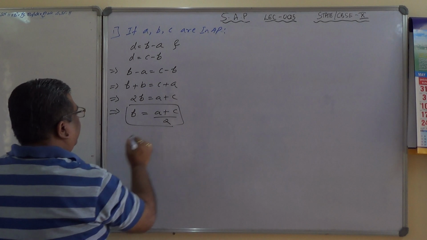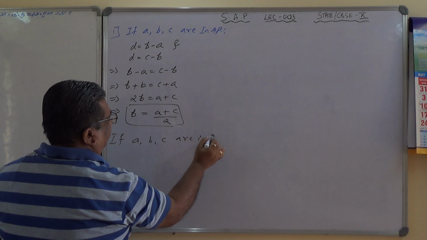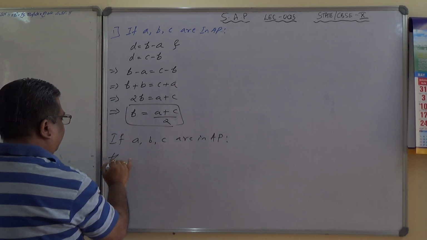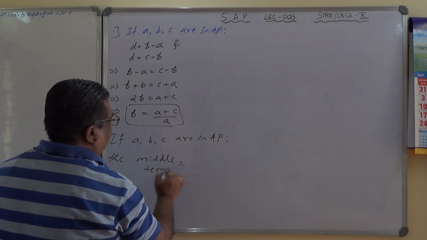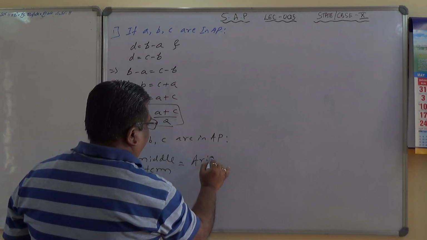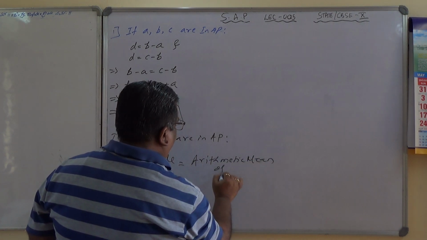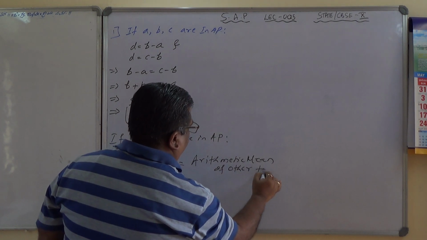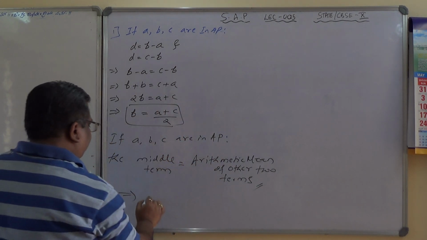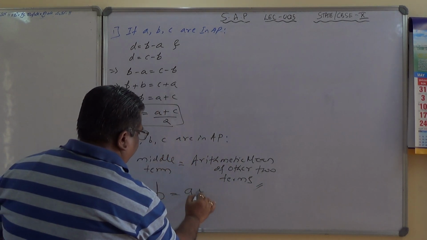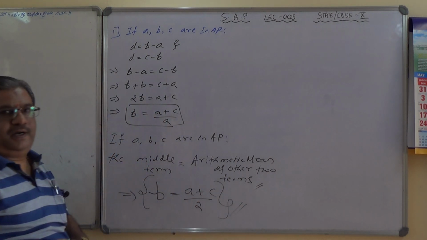And therefore if A, B, C are in AP, then the middle term equals the arithmetic mean of the other two terms. What is the middle term? B equals A plus C divided by 2. This is the first concept, note it down.